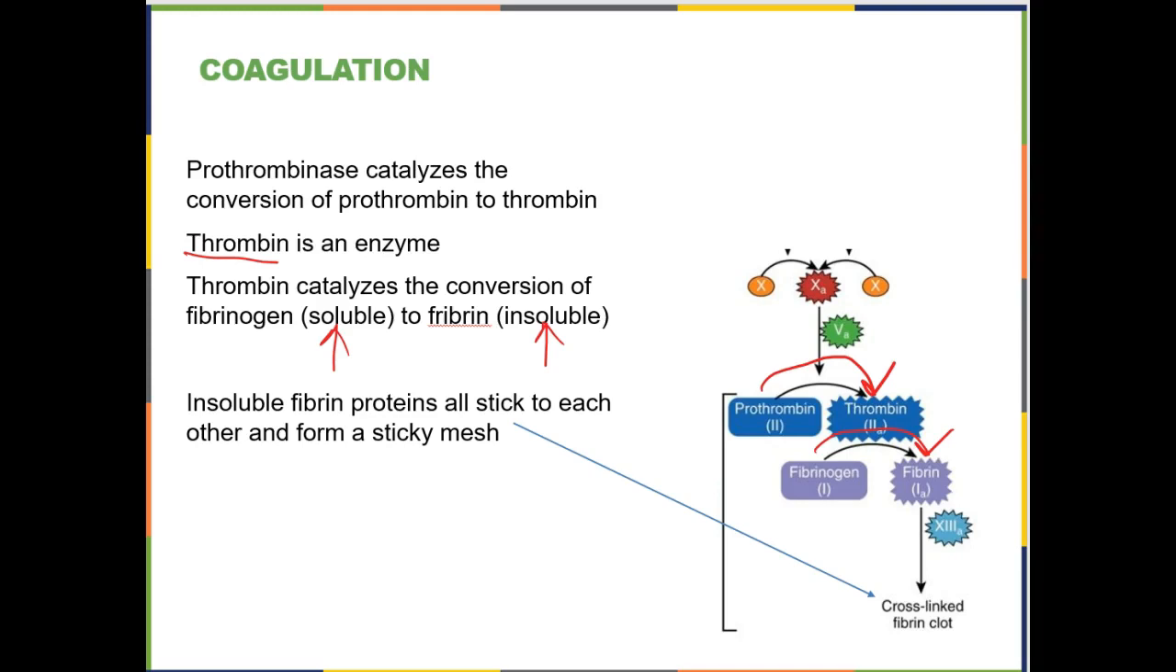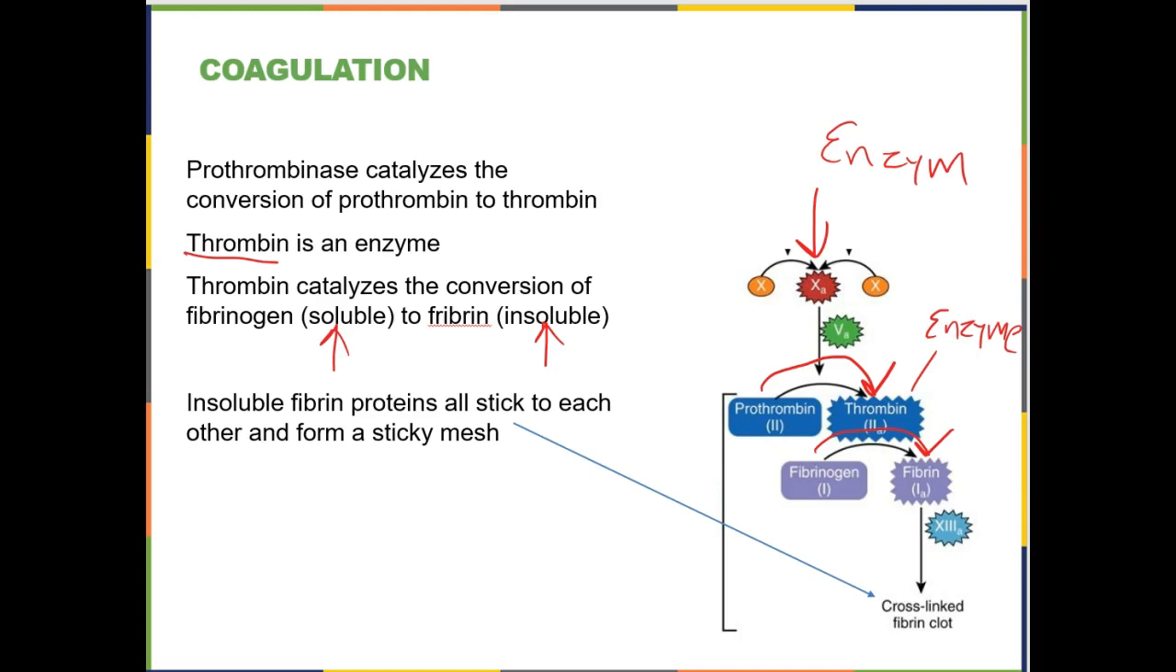So again, this is prothrombinase. It's an enzyme that catalyzes this reaction of prothrombin becoming thrombin. Thrombin is also an enzyme which will catalyze the conversion of fibrinogen to fibrin.